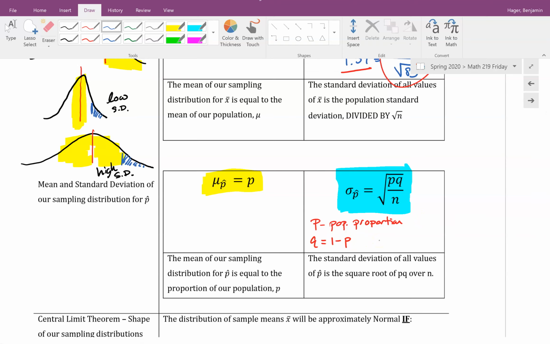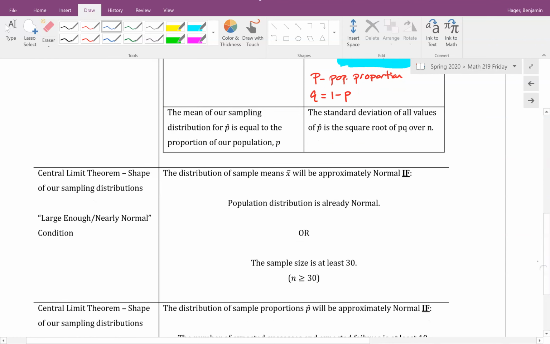All right, so the big one now. Let's talk about the big theorem, the central limit theorem. It tells us about the shape of our sampling distributions, which I can use because they're easy to analyze. I can analyze them to learn something about the population that may not be easy to analyze.